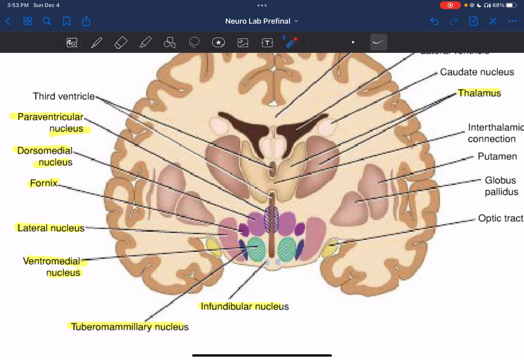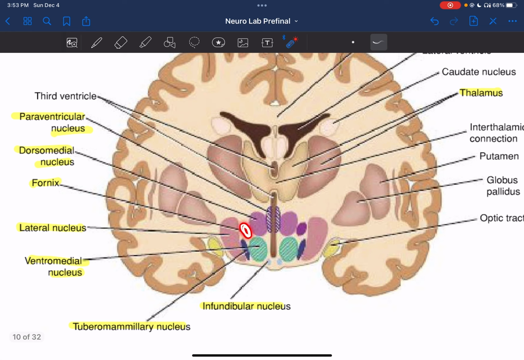Okay, so just make sure you understand the logic behind its location. Paraventricular means parallel to the ventricle, ventromedial and dorsomedial occupy majority of these places. And then you have the infundibular nucleus, the tuberomammillary nucleus, which you'll better understand in another picture. And then you have the lateral nucleus. And this purple structure is your fornix, which belongs to your limbic system, which we will talk about soon.